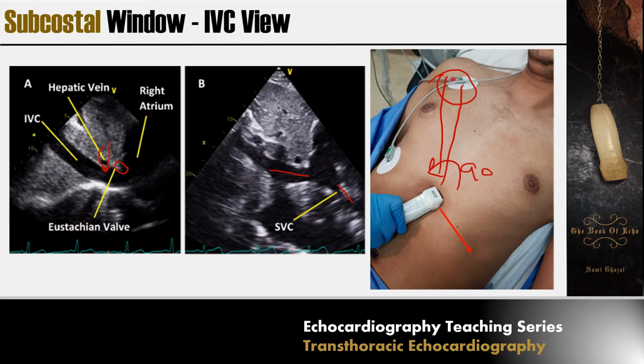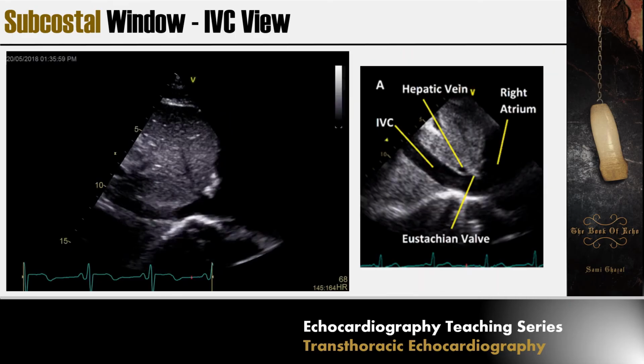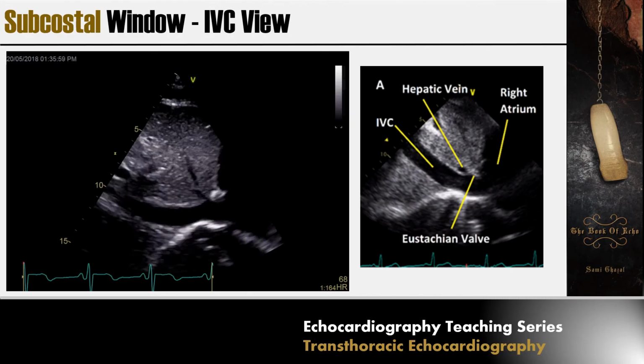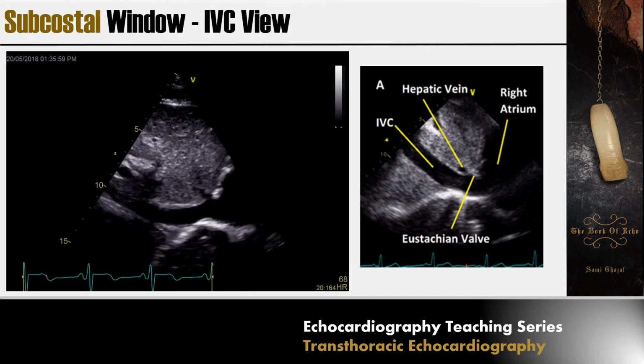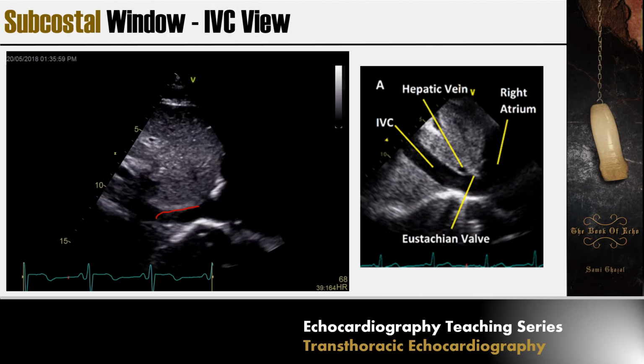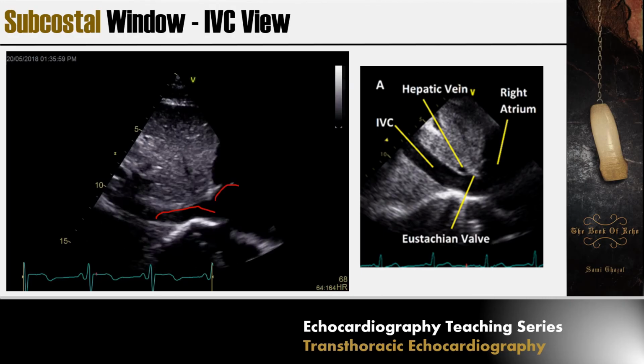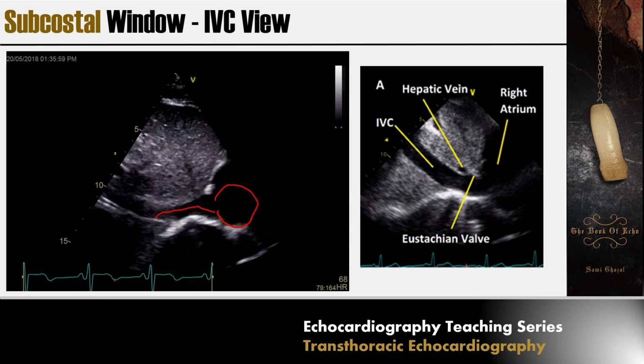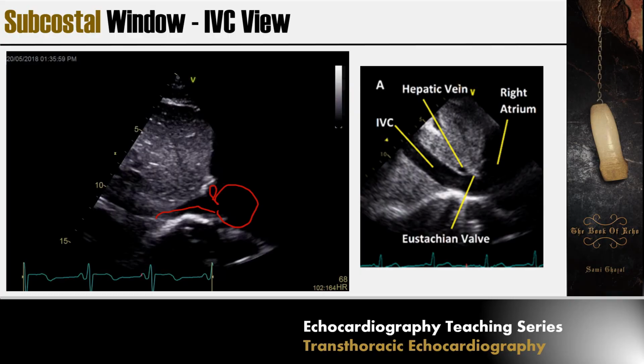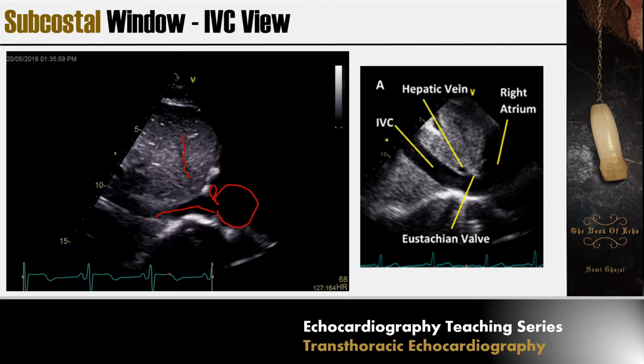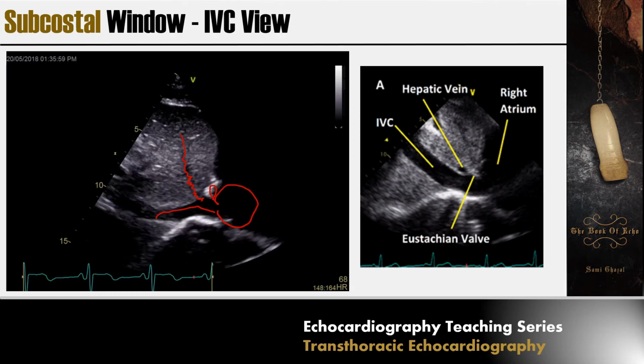It is called the bicaval view, where you can see the SVC and IVC emptying into the right atrium. And this is the IVC in action. You can see it is wavy. Here it collapses in a wavy manner. It empties into a chamber, which is the right atrium, and sometimes you can see the Eustachian valve, and you can see a hepatic vein emptying into the IVC.